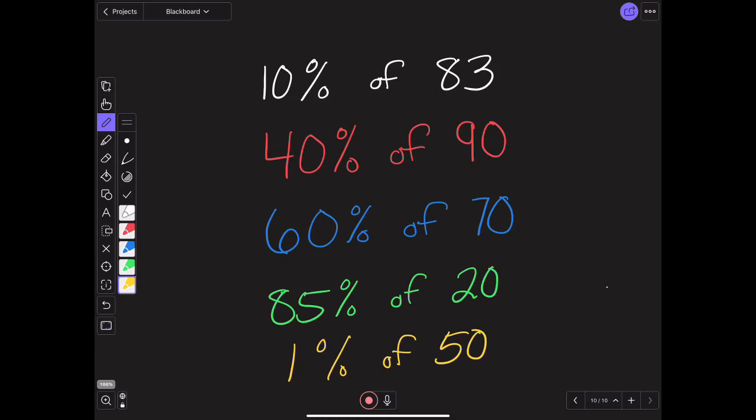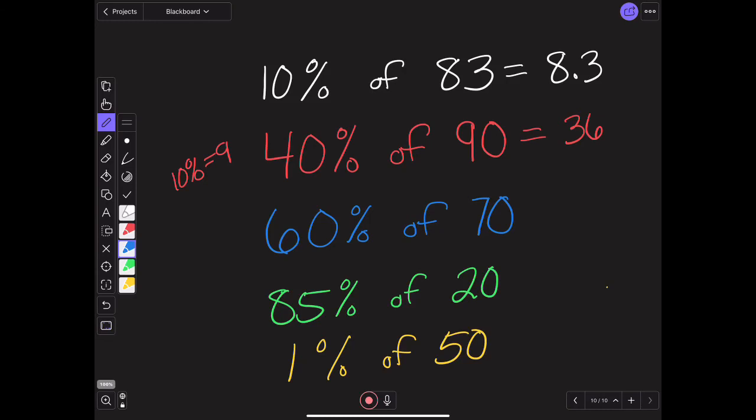Okie dokie. We're going to go ahead and do the first one. 10% of 83 is going to shift the decimal over one place, so that would be 8.3. Okay, 40% of 90. We have to start off with 10%. So 10% of 90, and I'll put a little note over here, is 9. So 40% would be 9 times 4, which is 36.